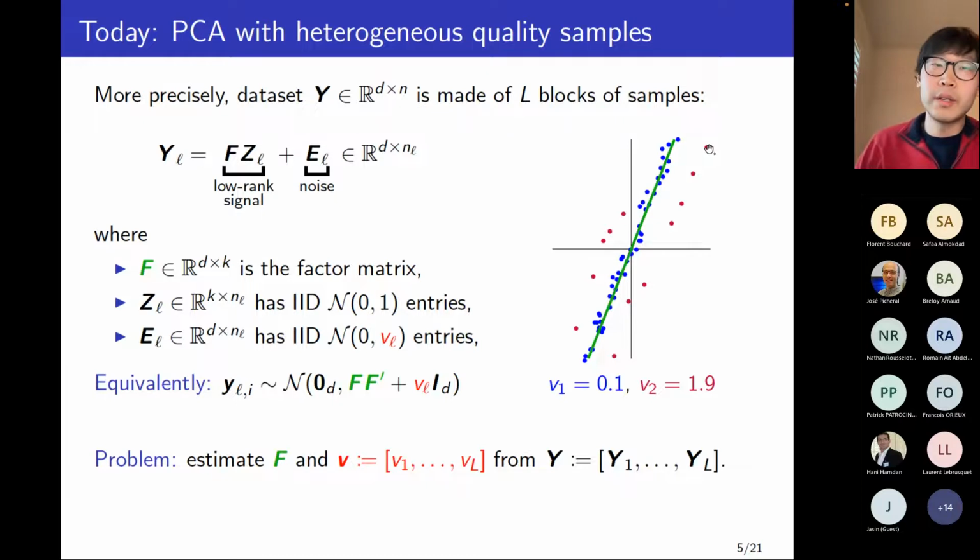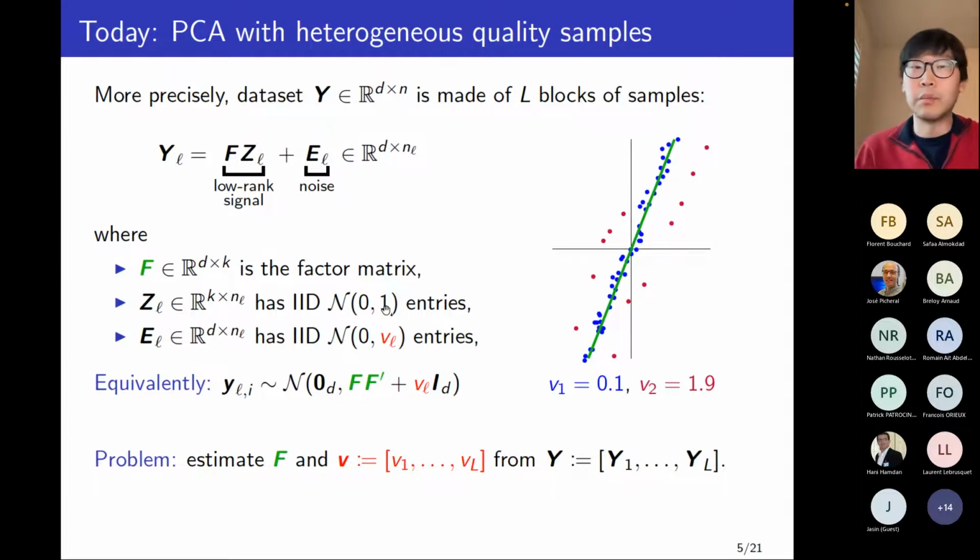All right, now more specifically, how do we model this? Well, the Lth block is going to have a low rank signal part plus a noise part. And the low rank signal part is made of a factor matrix, you see D by K. So this is the low dimensionality here. The latent dimensionality, or the intrinsic dimensionality, here is K. Okay, so we have a D by K so-called factor matrix. And we're going to multiply to that coefficients, Z_L, which are just IID Gaussian 0, 1.